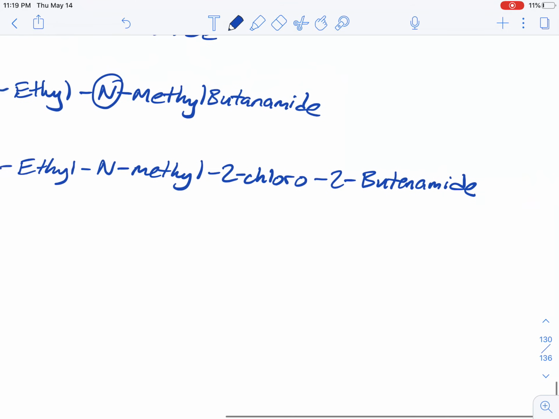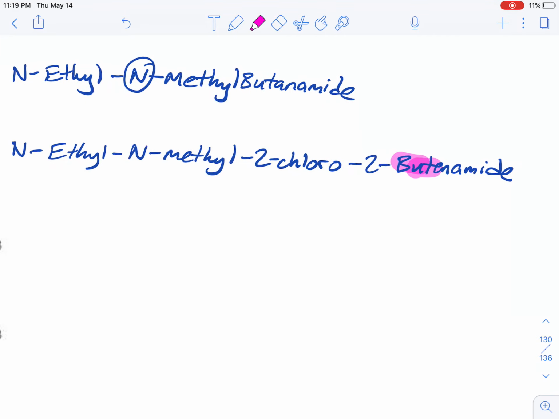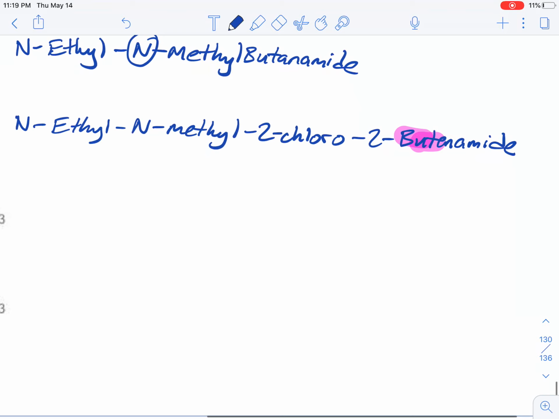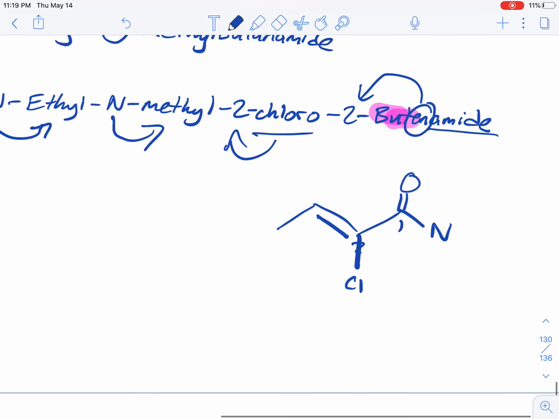And once again, just to demonstrate how to draw this structure from its name, I'm going to find the parent chain, which is 4. So this is 1, 2, 3, 4. And then my amide, meaning I have a carbonyl group and a nitrogen. Since I have a double bond, that's on the second carbon. This is carbon 1, this is carbon 2, so I have a double bond here. Looks like I have a chlorine on carbon 2, so I'm going to put a chlorine. And then notice I have an ethyl and methyl, so on the nitrogen, I have to have an ethyl and I have to have a methyl.